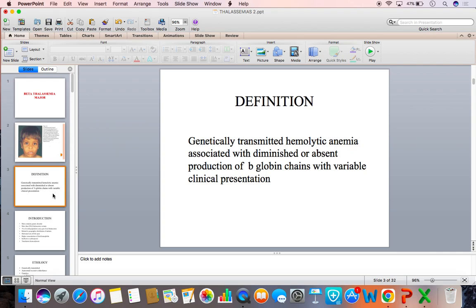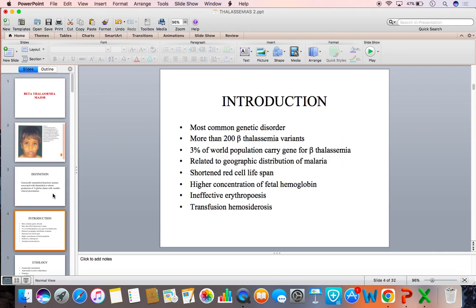Thalassemia is a genetically transmitted hemolytic anemia associated with diminished or absent production of the beta globin chains with variable clinical presentation. There have been nearly 200 beta thalassemia variants. Nearly 3% of the world population carry the gene for beta thalassemia. This is the most common genetic disorder.